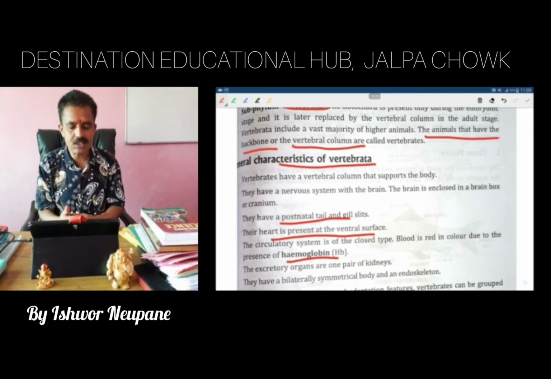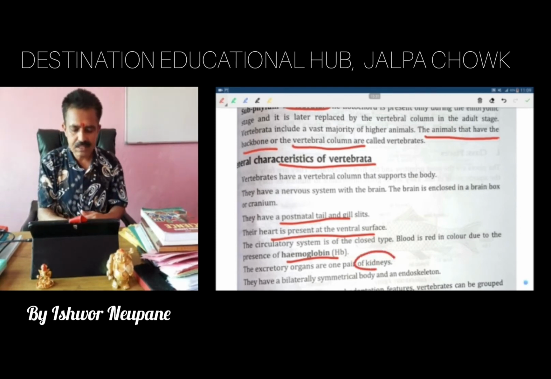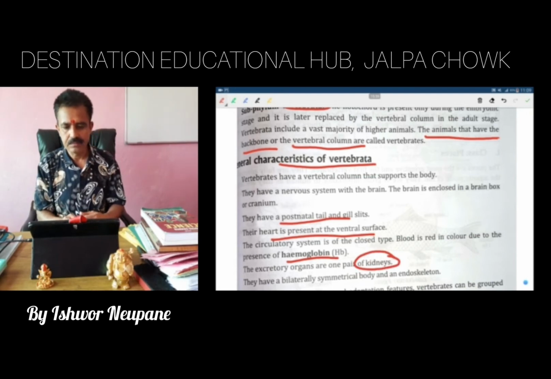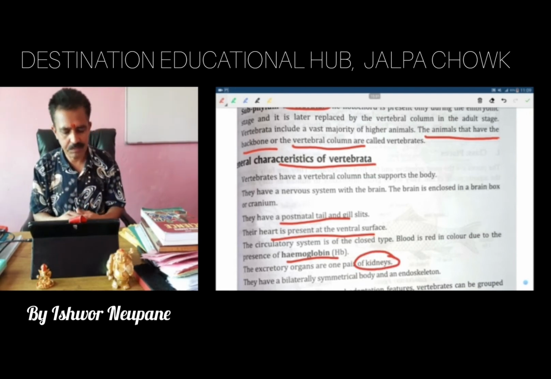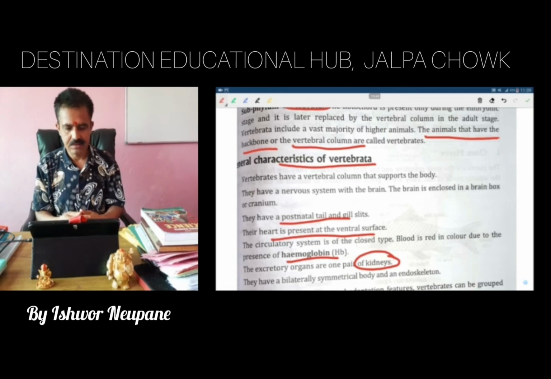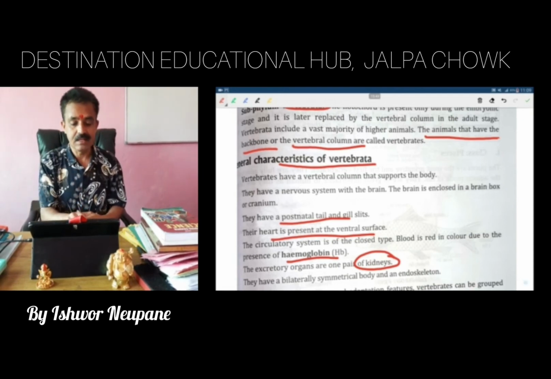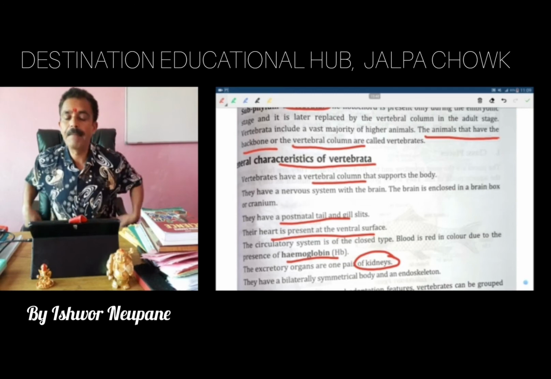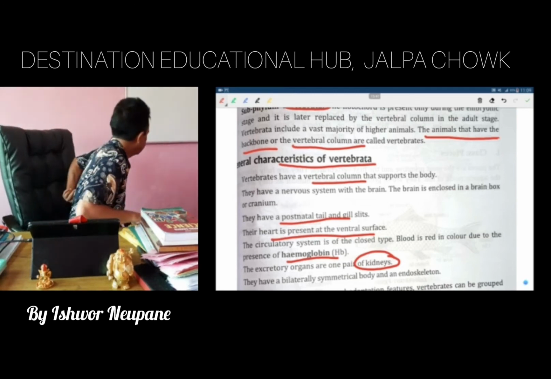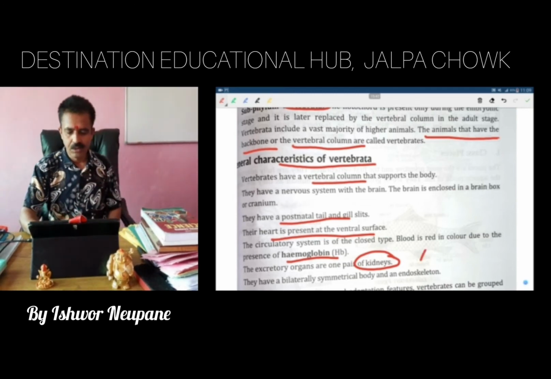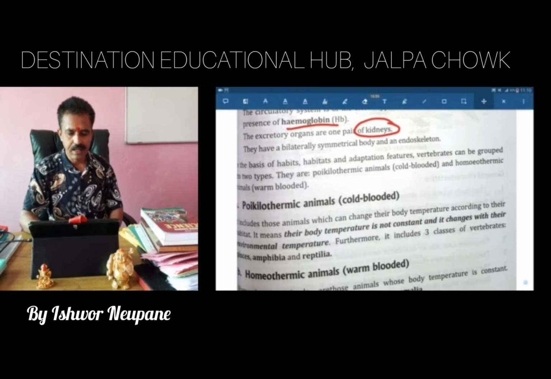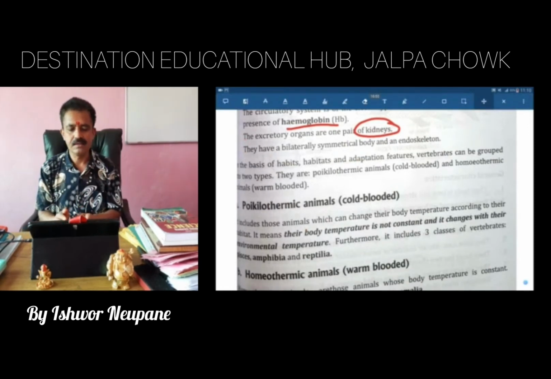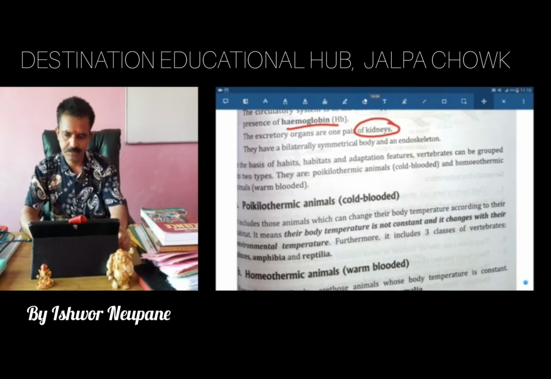And how do they excrete? How do they throw the waste materials in the form of liquid? Kidneys. They throw waste materials with the help of their kidneys. Okay? And an important thing is they possess a vertebral column, backbone. Backbone, you know, on the backside there. Alright, so these are some characteristics of Vertebrata.